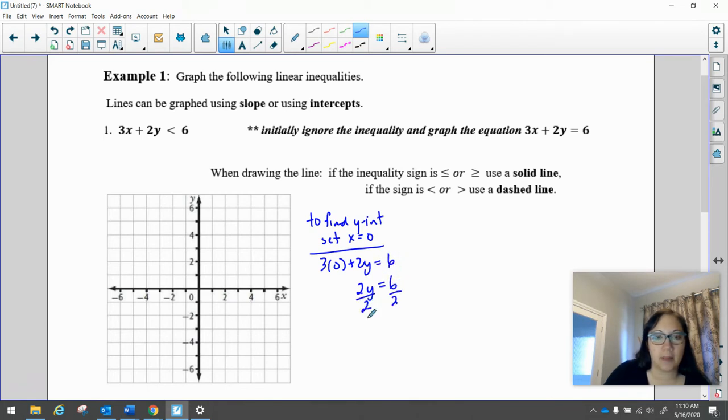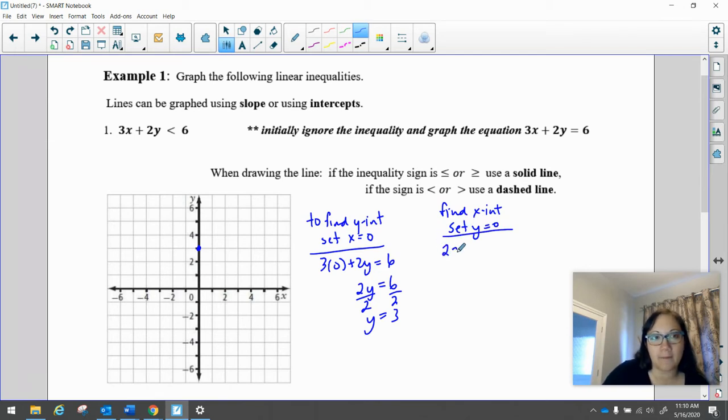And I'm going to divide each side by 2. So I get a y-intercept of 3. So I know that's one of the points on my line. So I'm going to find now the x-intercept. And once I have that, I'm ready to graph my line. 2 points is enough information to graph a line.